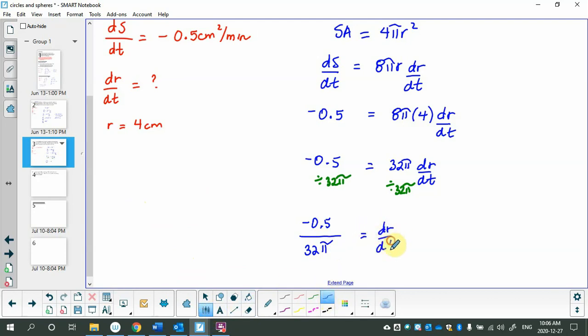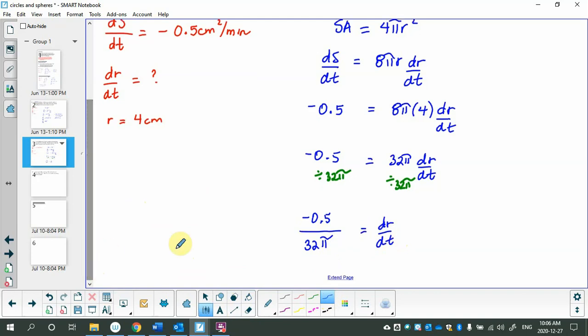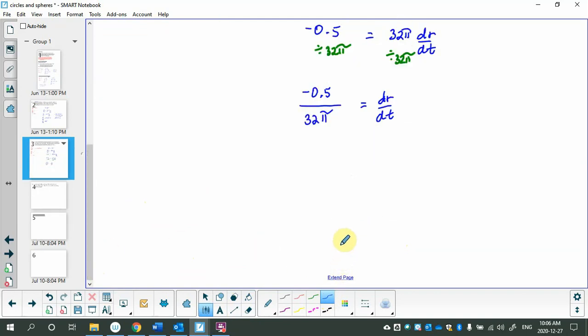Now the other thing is you can turn this into a decimal if you like. You can take 0.5 and divide it by 32 pi, the whole thing. But what I'm going to do is multiply this by 2, because that'll give me -1. And if I multiply the top by -2, I have to multiply the bottom by 2. And that'll give me 64. Pi still remains in the denominator. And there I have my answer.